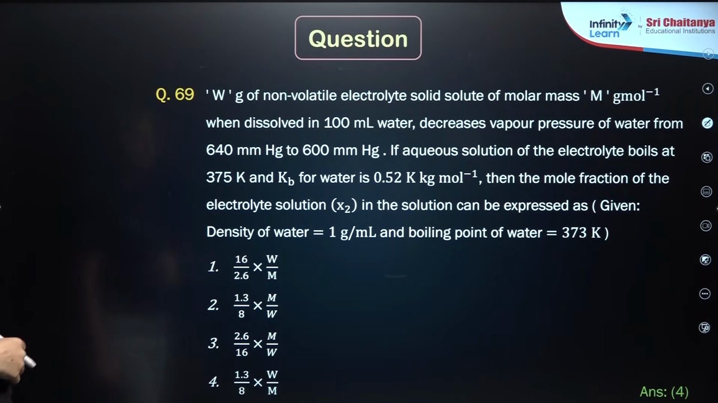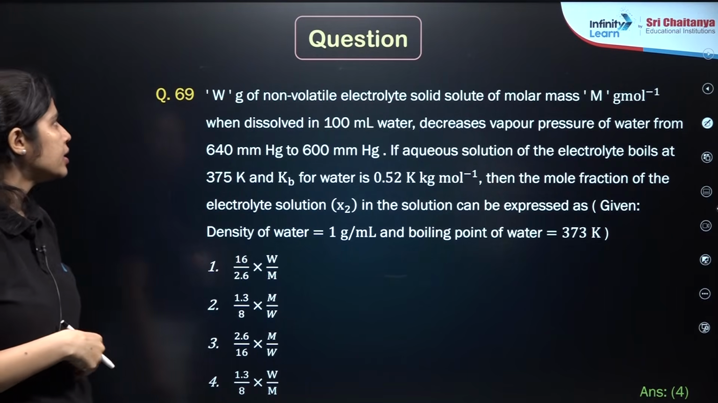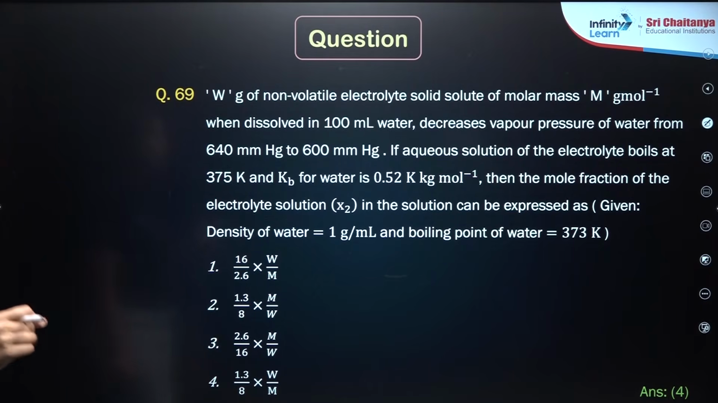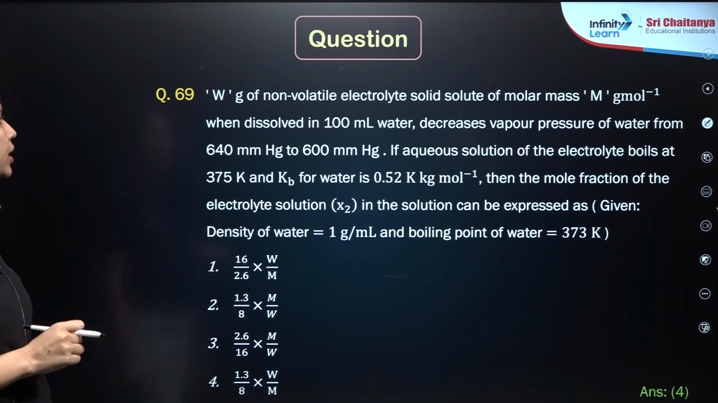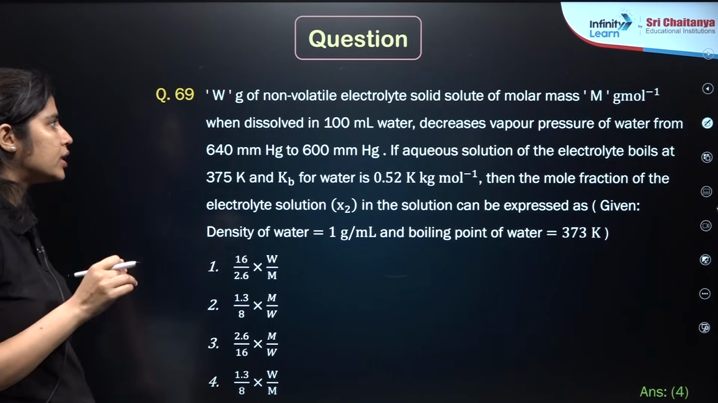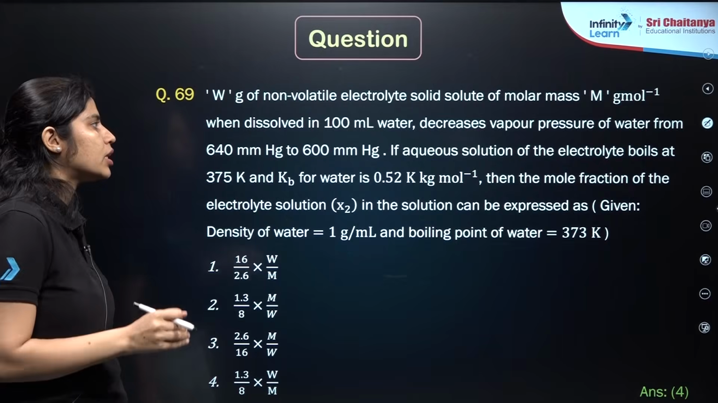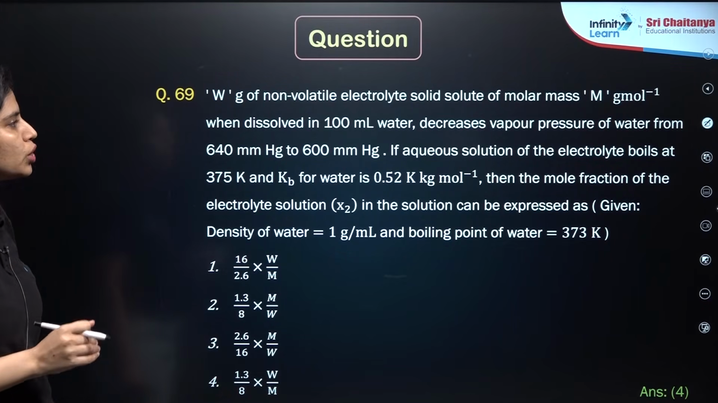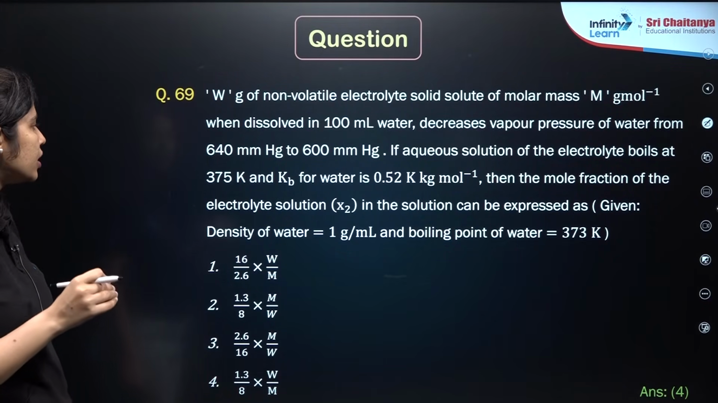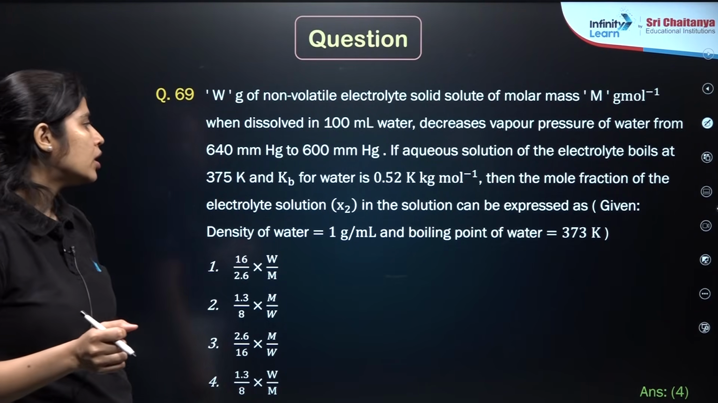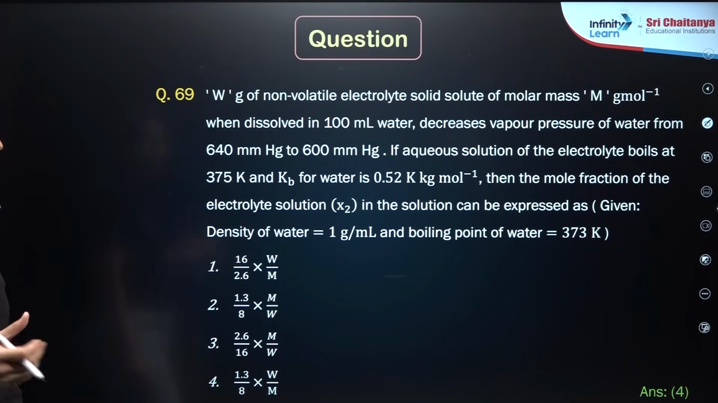Let's look at question number 69. Question number 69 is W grams of non-volatile electrolyte solid solute of molecular mass m gram per mole when dissolved in 100 ml of water, decreases vapor pressure of water from 640 mmHg to 600 mmHg. If the aqueous solution of electrolytes boils at 375 Kelvin and Kb of water is given to you, which is 0.52, then the mole fraction of electrolyte solution can be expressed as which of the following?